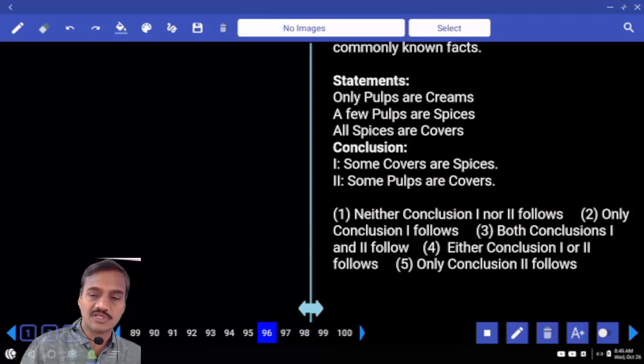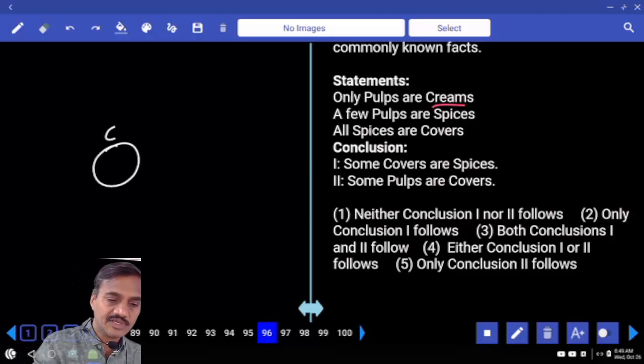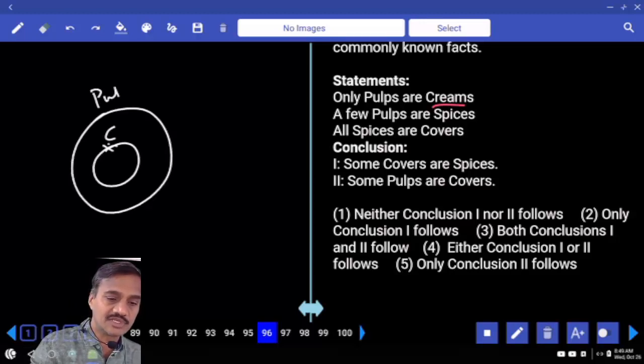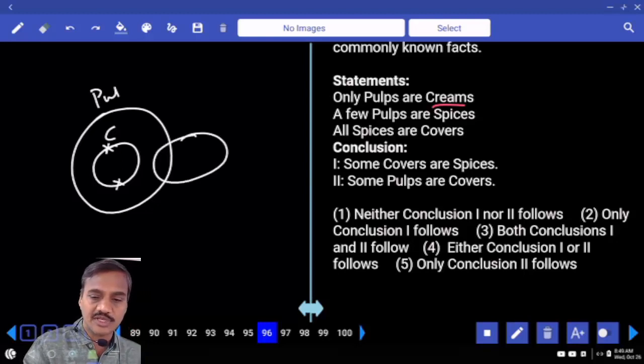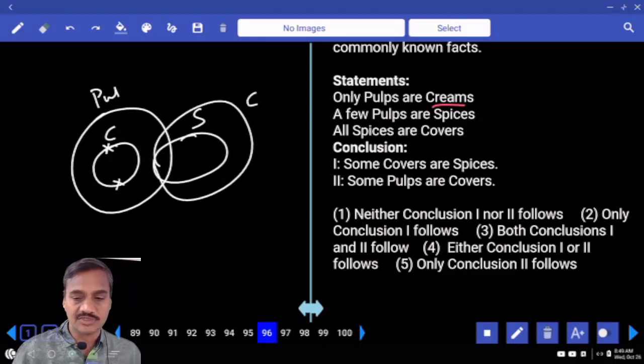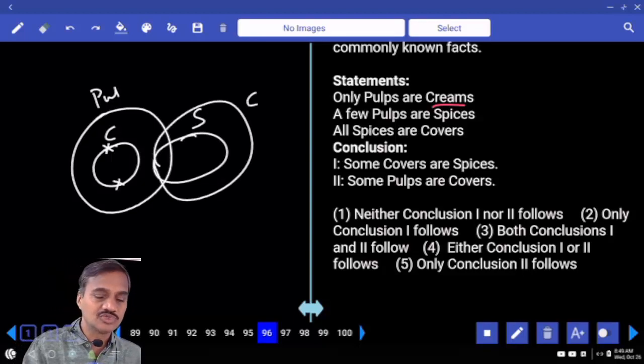Only pulps are creams? Only pulp or cream. That means this entire cream is a part of pulp only. A few pulps are spices and some pulps are spices. And all these spices are what? All spices are covers. And some covers are spices.